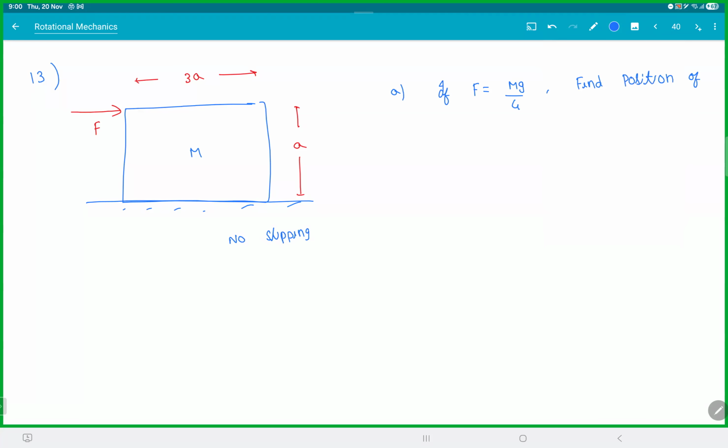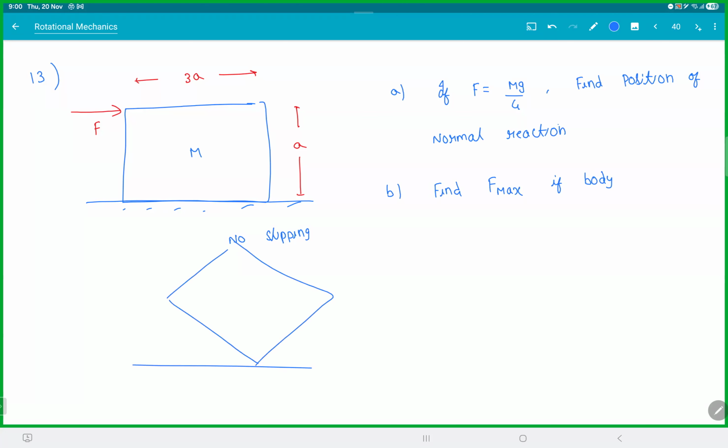Understand one thing, when there's no slipping, there is some force on the ground which is not letting it slip. So there is a friction. When there is the word no slipping, there is a high chance there is friction involved. They won't mention it in the question directly. Second question, find F max if the body does not topple. When I say topple, I don't want the body to lift off and rotate.